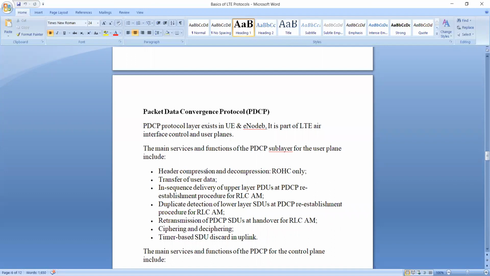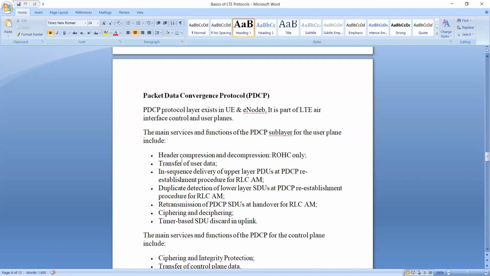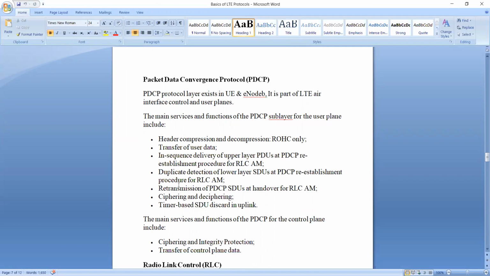So PDCP, I'm discussing yesterday's class only. This is L2 layer, L1 and L2. PDCP also comes into L2. So PDCP is responsible for header compression and decompression, and for transfer of data, in-sequence delivery of upper layer PDUs at PDCP, and reestablishment procedure for RLC AM.